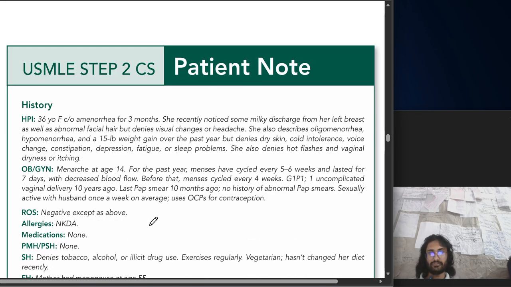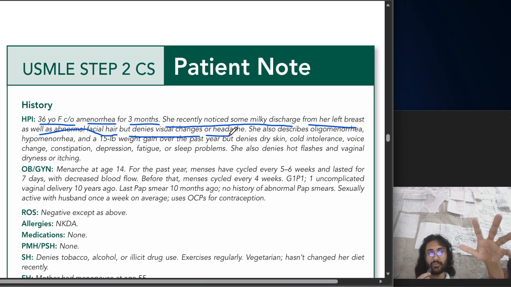Now, okay, a 36-year-old female complains of amenorrhea for the last 3 months. She recently noticed some milky discharge from her left breast, as well as abnormal facial hair, but denies visual changes and headache. Now, why have they mentioned visual changes and headache? Very important thing. There can be a problem in the pituitary, any kind of pituitary edema, adenoma, cancer of the pituitary. Okay, it can compress onto your optic nerve and it can cause visual disturbances. So she's not having any kind of visual disturbances. We can rule out one thing, that there is no problem in the pituitary. Okay, as well as headache.